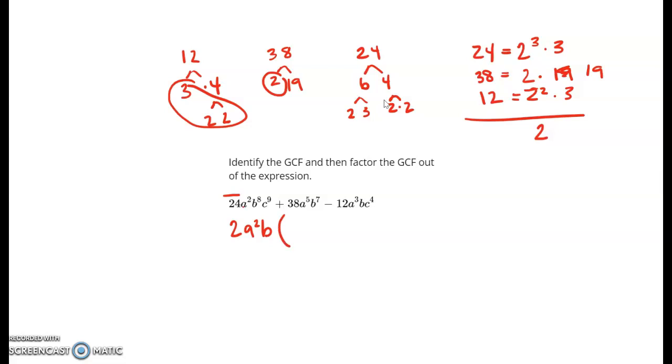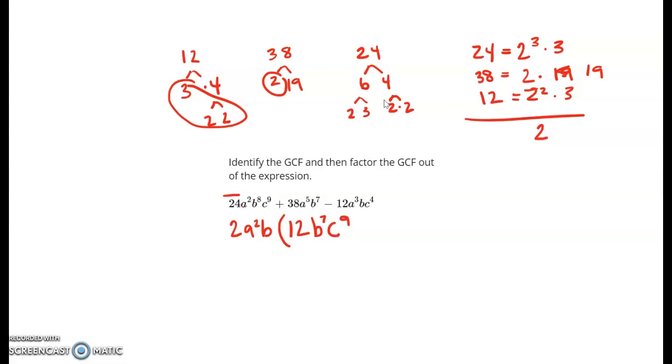So now what we're going to do is divide this out of each term. So 24 divided by 2 is 12. The a squared is gone. We have b to the 8th. One b got taken out, so we still have b to the 7th, c to the 9th.